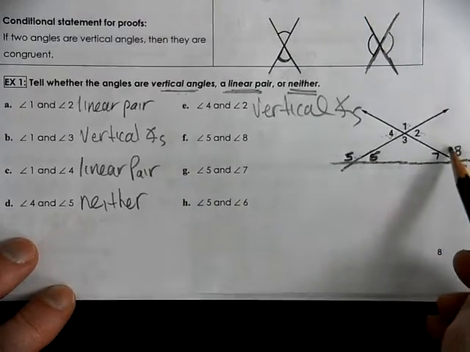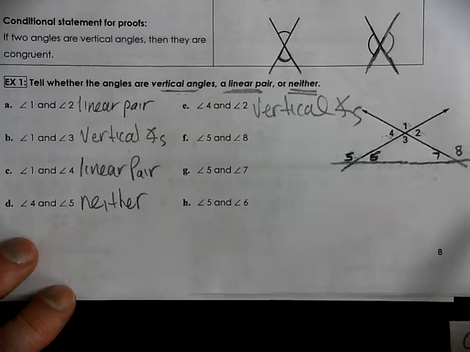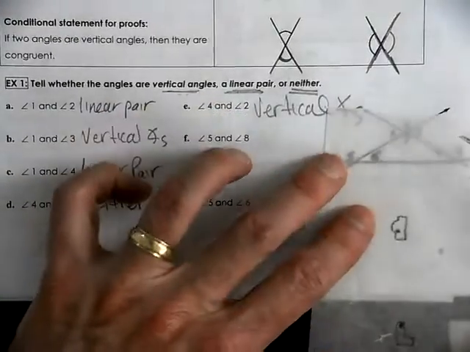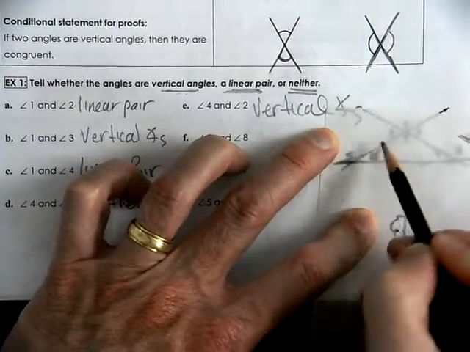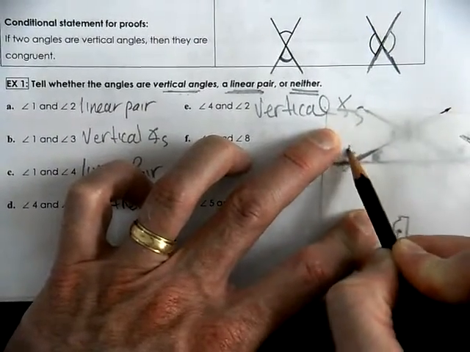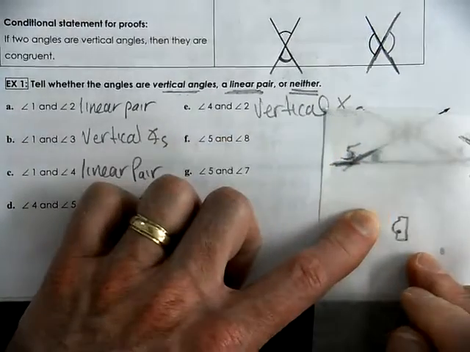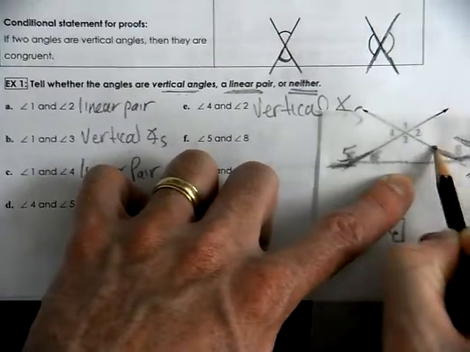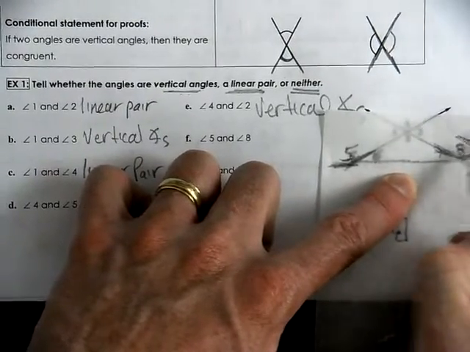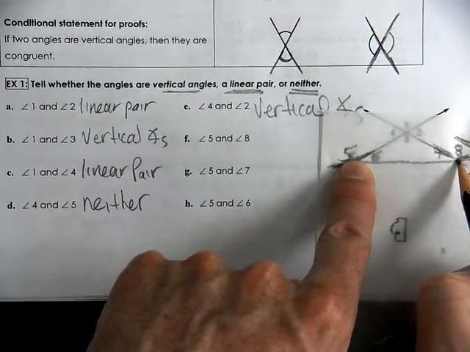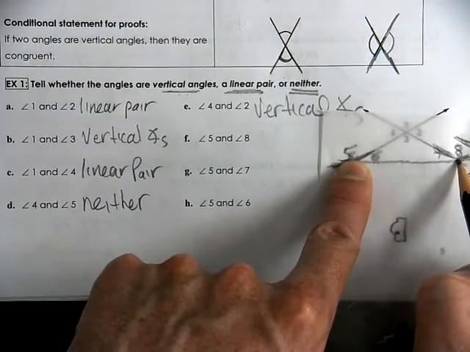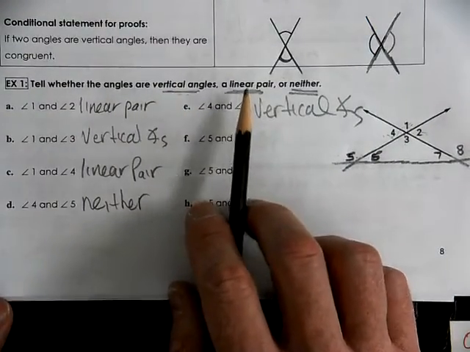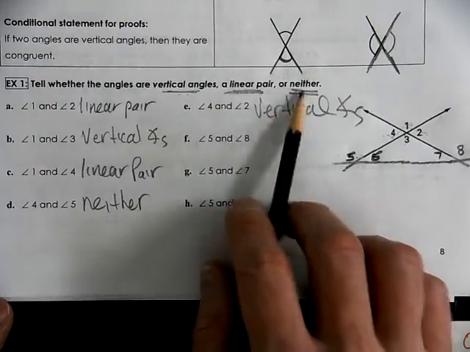5 and 8. Okay, let's take a look. 5 is here. That's angle 5. Angle 8's way over here. So they don't have the same vertex. They don't make a big giant X. Vertical angles make a giant X. Linear pairs are the same neighbors. So they fall under neither.